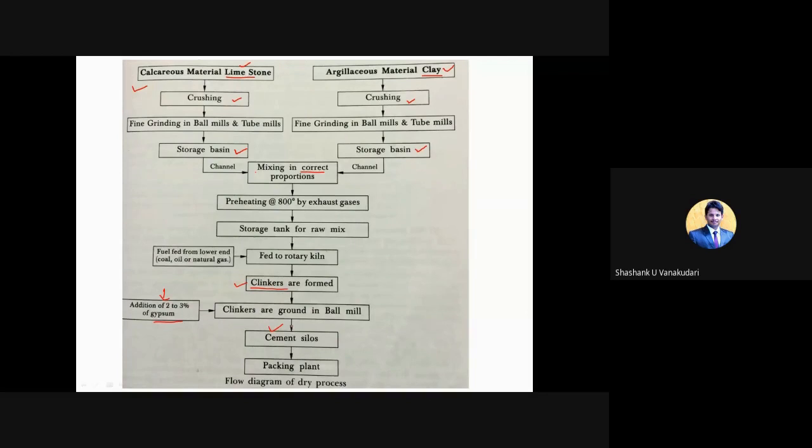Clear? Understood? If you have any doubts, please clarify them without any hesitation. Now we'll watch a video about the dry process so that whatever we have discussed will get cleared up.